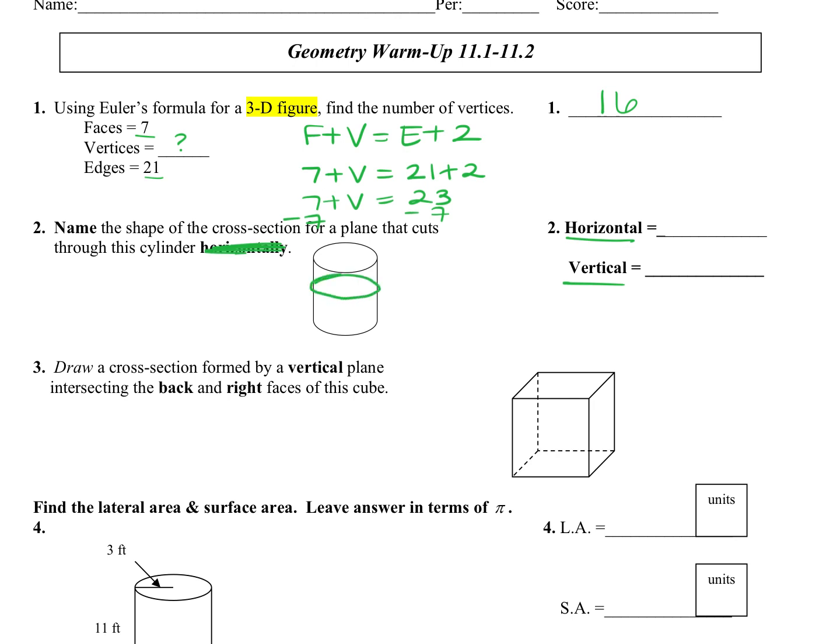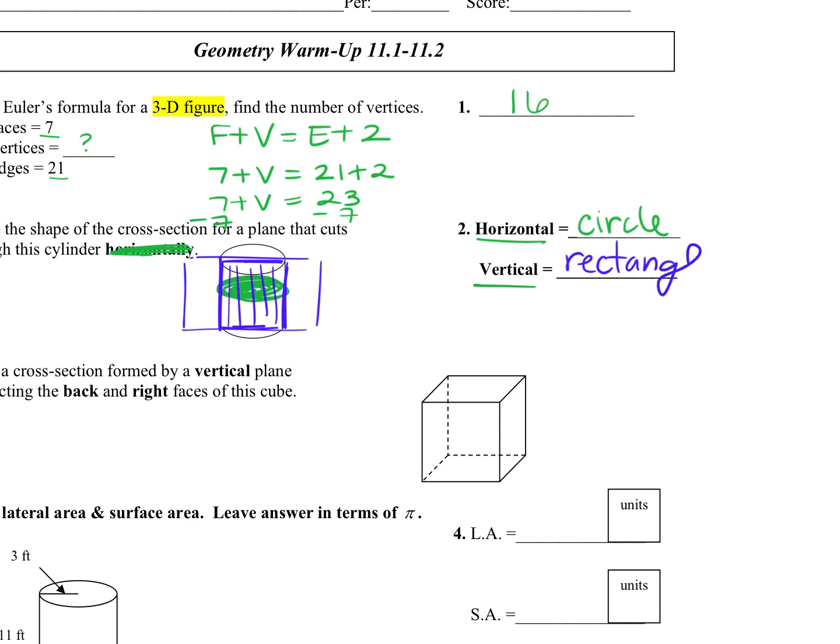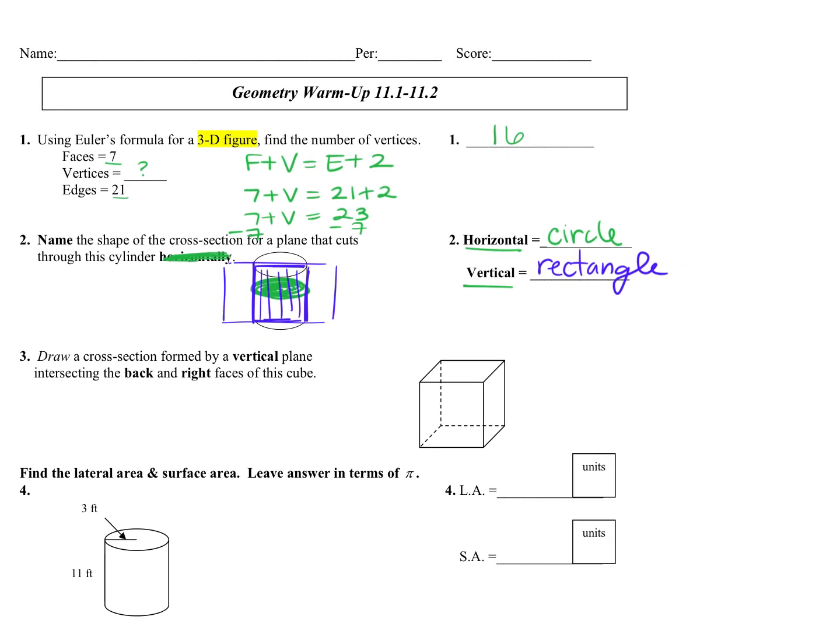The horizontal one is going to be this. Okay, so that's a circle. You're just naming the shape for me. What would the vertical plane be? A rectangle. That's going to look like this. So that's a rectangle. You're welcome to draw them on there to help you see it, but I don't make you draw them in. I just want to know the shape. Just tell me what shape you get.